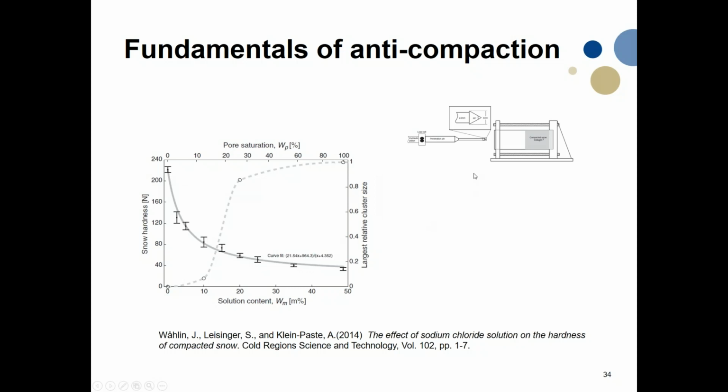This was an experiment which we did in the lab, where we were pushing a little pin into compacted snow, and we were measuring the force it needed to press this pin into the snow. So that's what we call snow hardness. And just adding 10% of diluted solution into the snow reduced this hardness by around 60%.